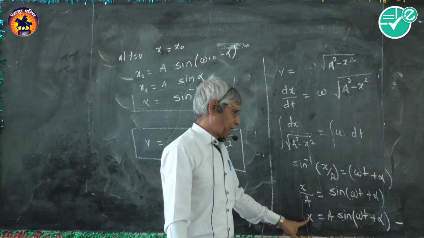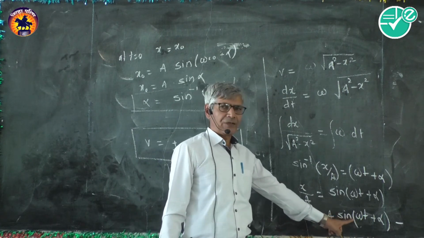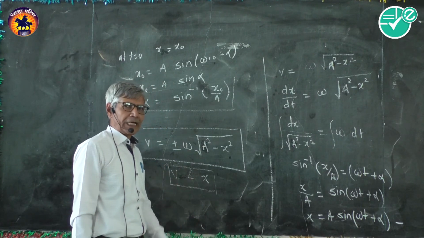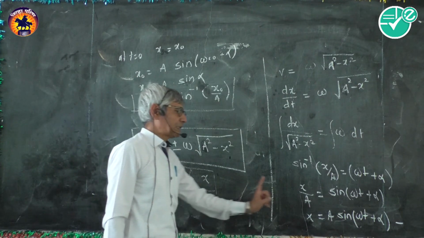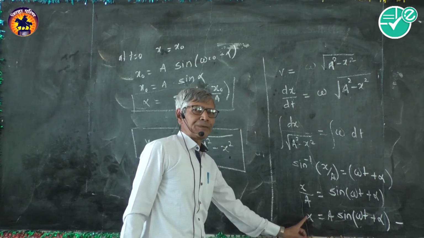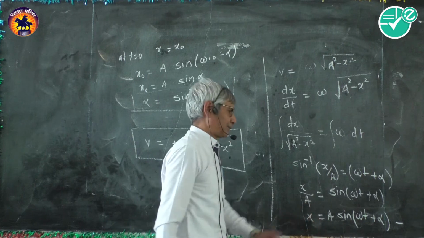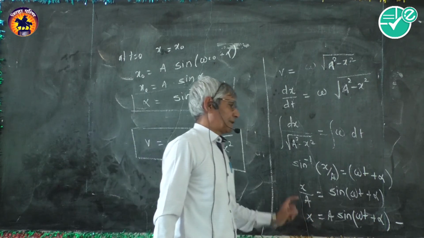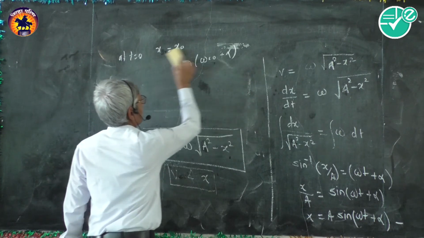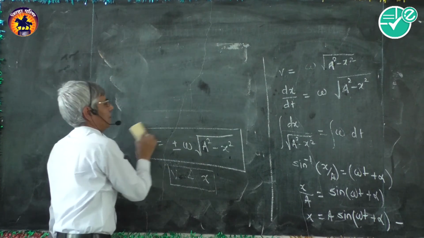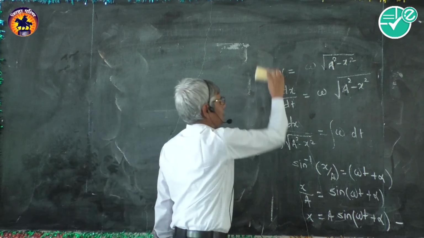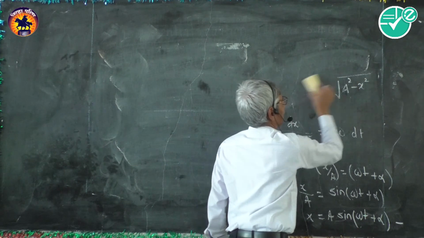This is the second solution, x is equal to A sin(omega t plus alpha), and this represents the equation of the displacement of the particle from the mean position. This is the time dependent equation of the displacement, or displacement is a function of time, and it is a sinusoidal function. So we have obtained two solutions of the differential equation.